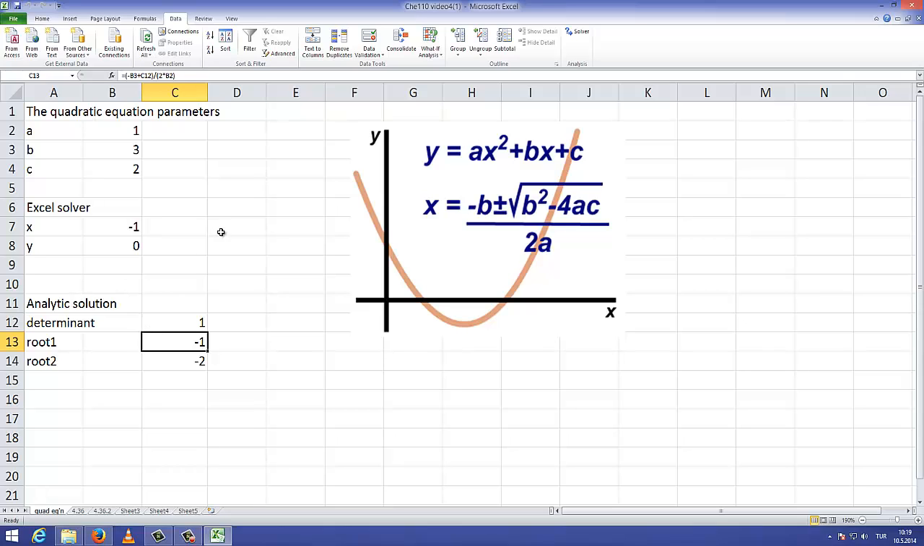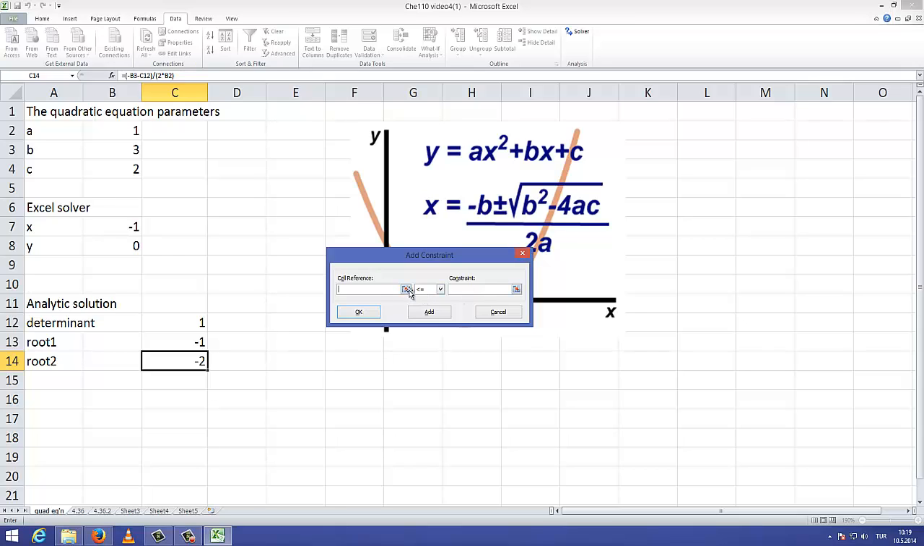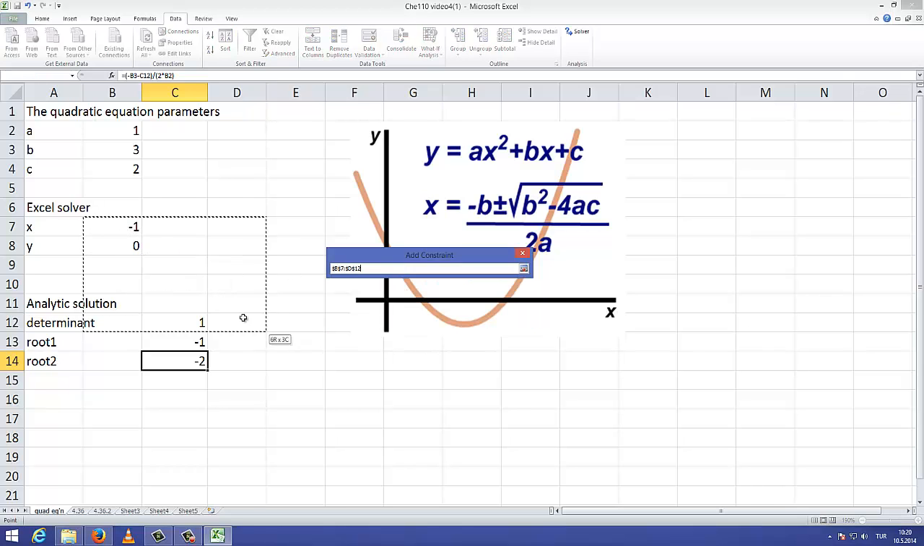Now, since we have two roots, and since we also want to see the second root and to understand the constraints better, I'm going to add a constraint here. You can add constraints as smaller than or equal to, equal to, larger than or equal to, integer, binary, and all different for your reference cell. You can select one cell or more. It will work.